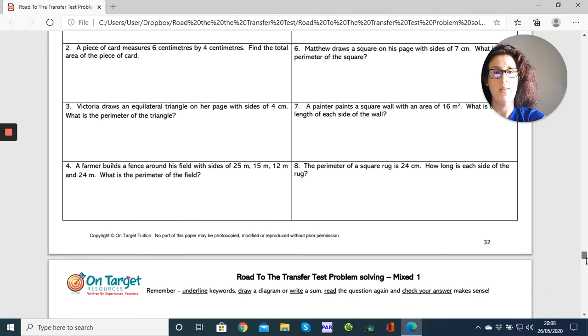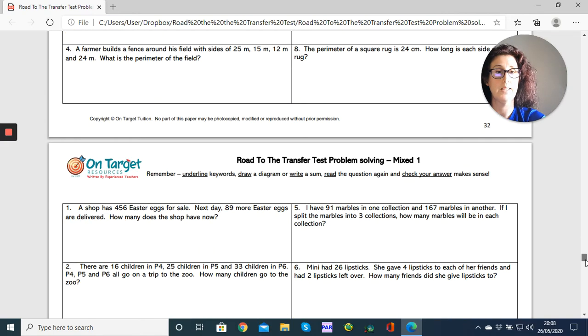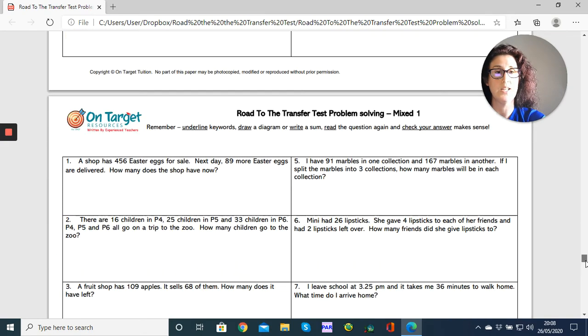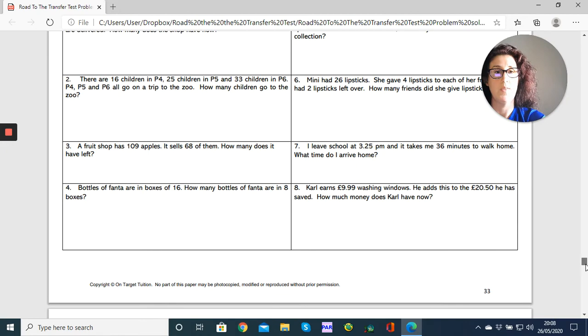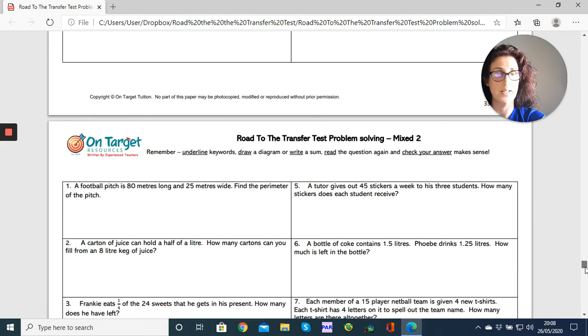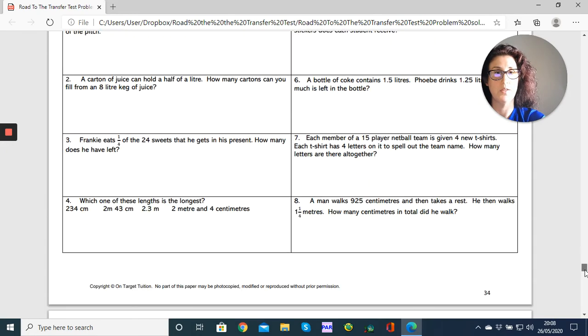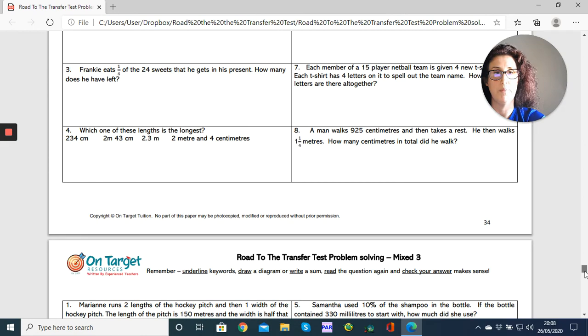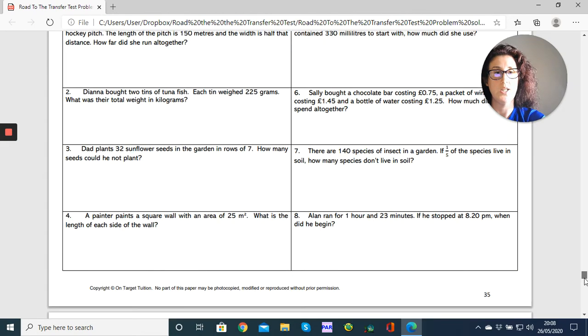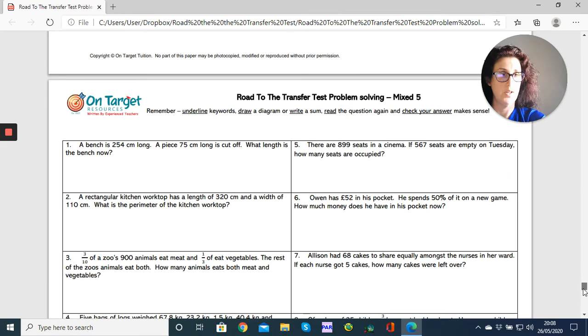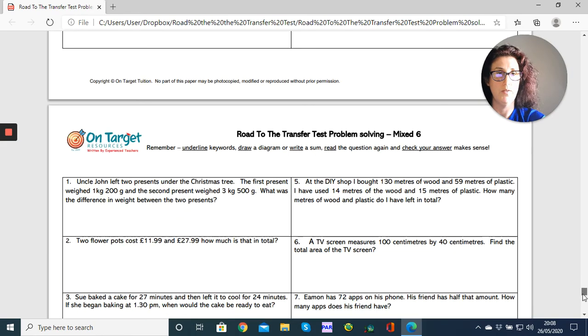After that, all the topics have been covered, there's a mixed problem solving. So there's actually 8 sheets in total where they can practice all the skills that they've just looked at in the problem solving booklet, so mixed up. So there's 8 sheets altogether. And there's also an answer booklet as well to go with this, so you don't have to sit and work out all the answers yourself.